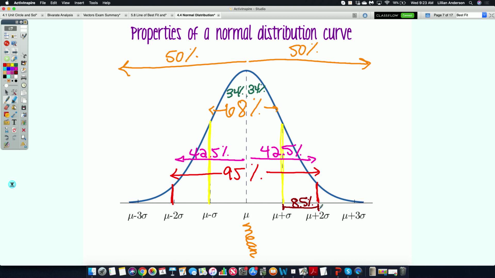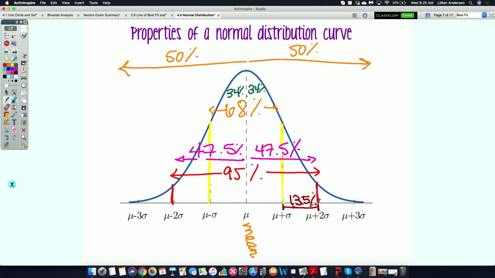Wait a second. All right, so let's fix this. Half of 95 is what again? 47.5. So if this is 47.5, then when I subtract 34 from 47.5, what do I get? 13.5. So then between one standard deviation and two standard deviations is 13.5%.